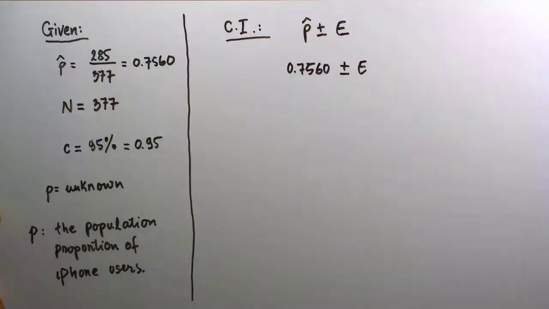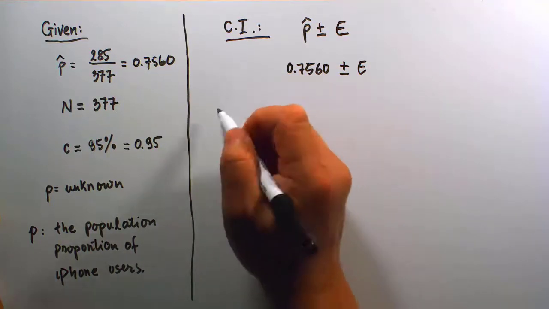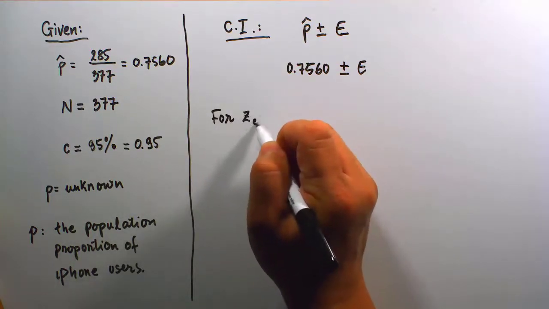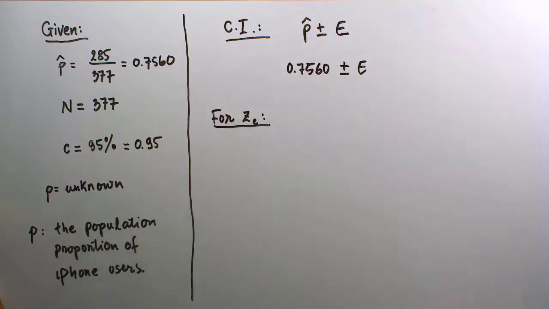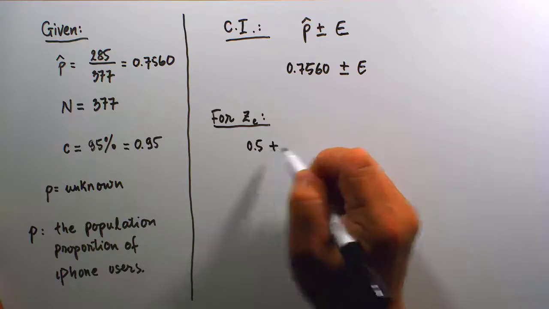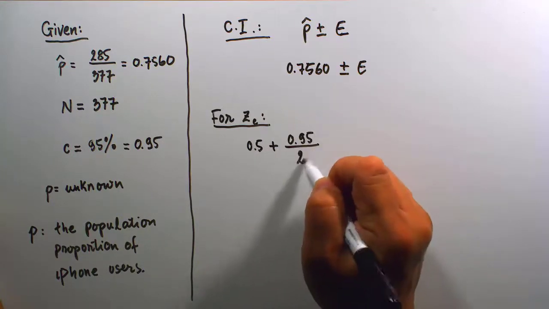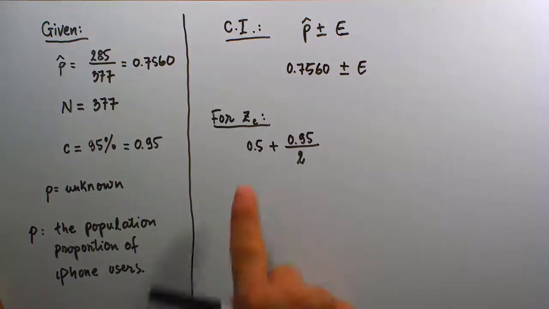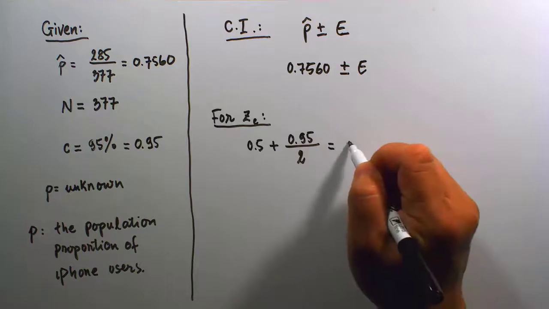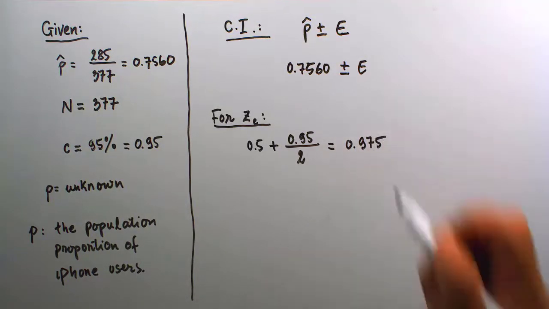And so allow me to change the order of the steps a little bit. Eventually we're going to need a z sub c. So let's quickly find a z sub c. 0.5 plus 0.95 over 2 this time. So 0.5 plus half the confidence level, and this in decimal is 0.975 according to the calculation.